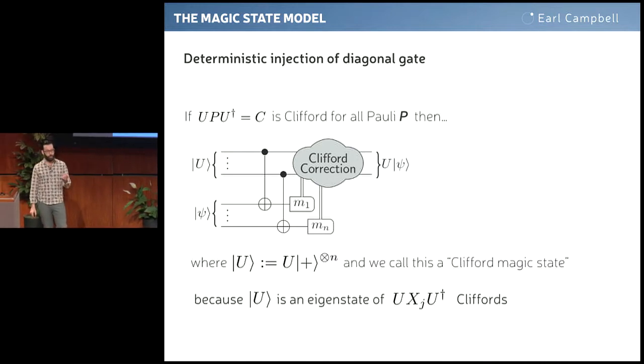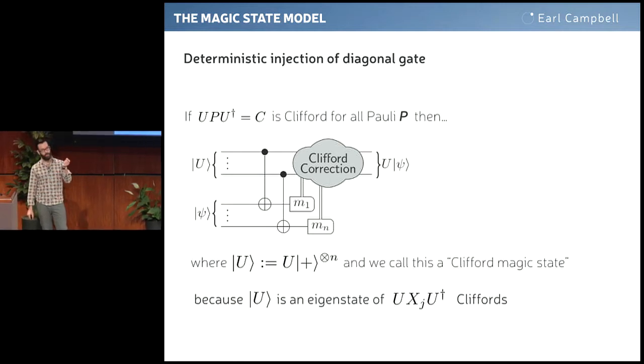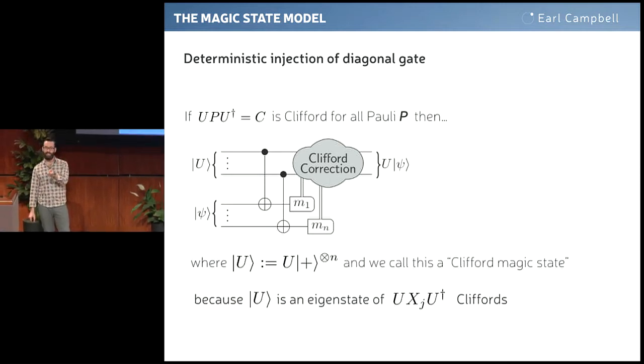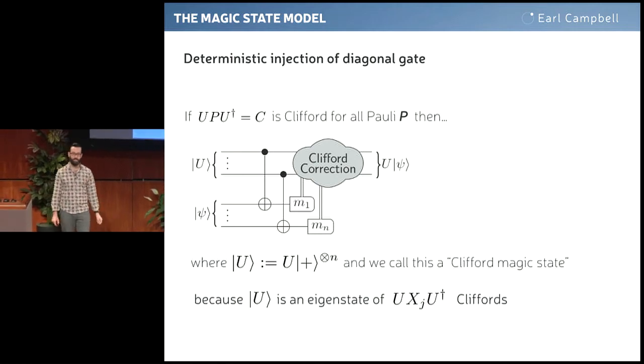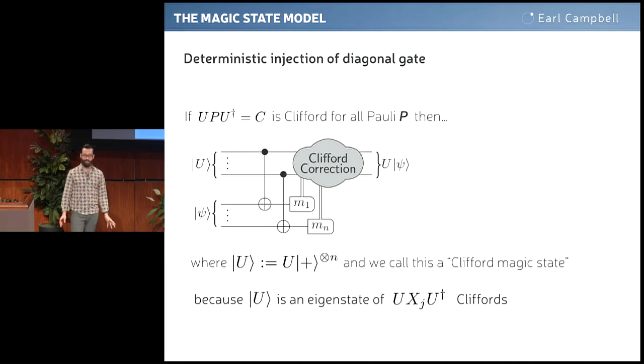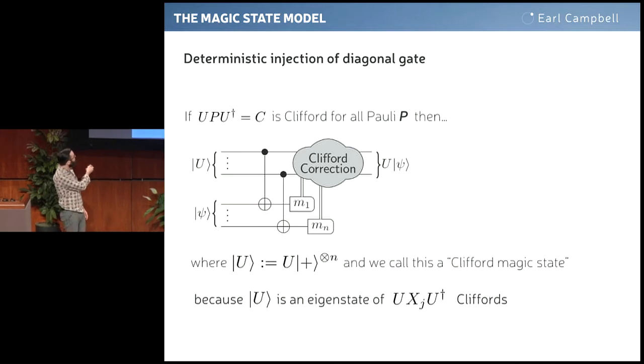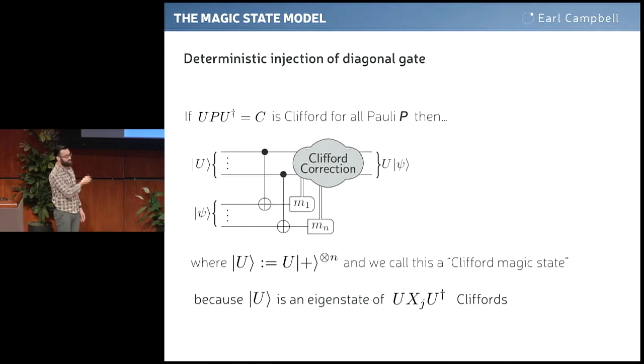So if we've got a unitary, which is diagonal, and we conjugate it, so U, Pauli, U dagger, and we end up with a Clifford for every single Pauli that we tried to do this with, then we say that this unitary belongs in the third level of the Clifford hierarchy, and it means that this circuit here can be used to deterministically inject the unitary U.